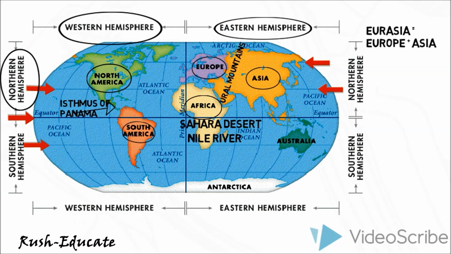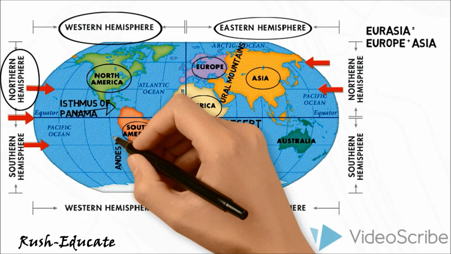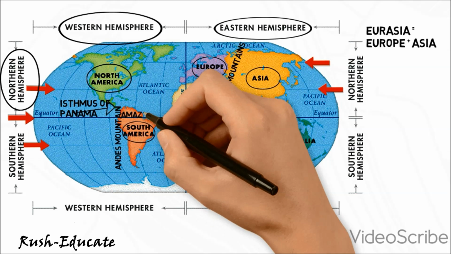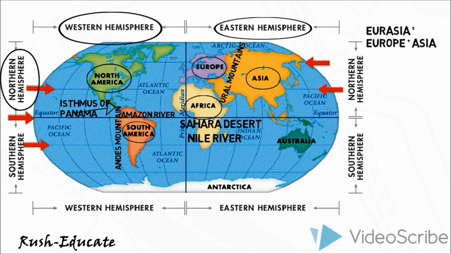South America lies mostly in the southern hemisphere. The Atlantic Ocean and the Pacific Ocean surround it on the east and the west respectively. The Andes, the world's longest mountain range, runs through its length from north to south. South America has the world's largest river, the Amazon.